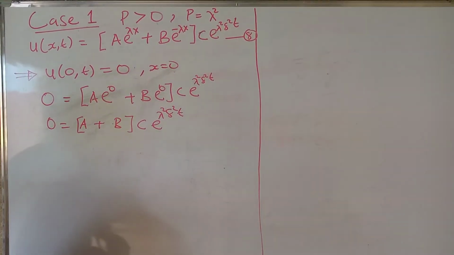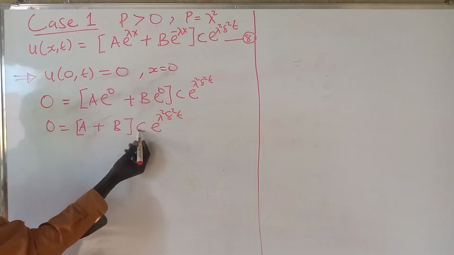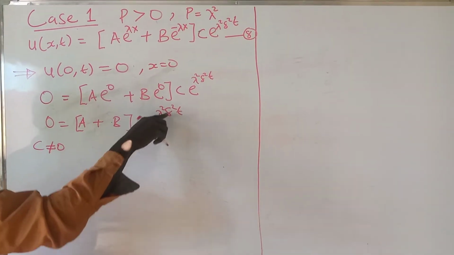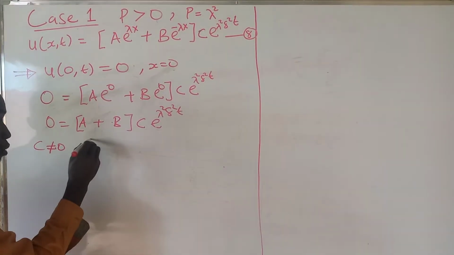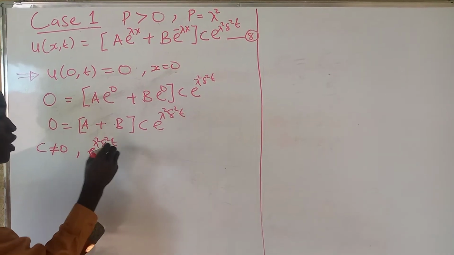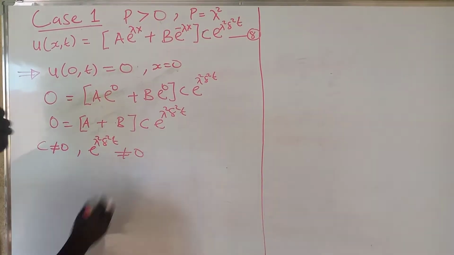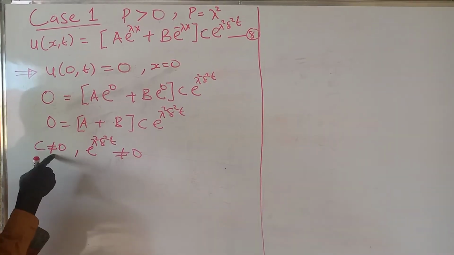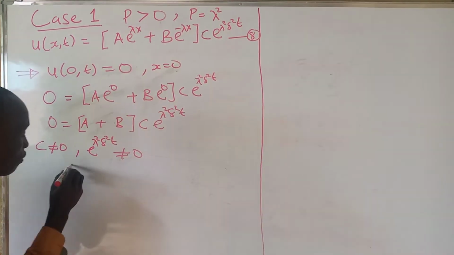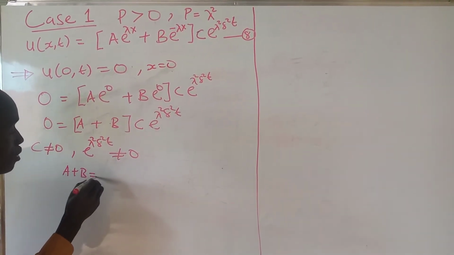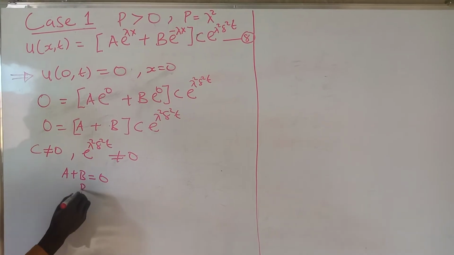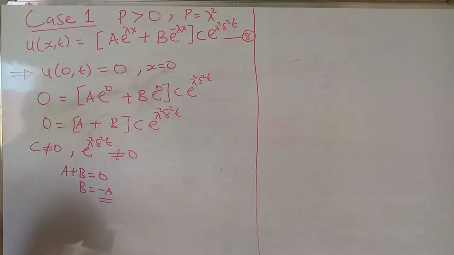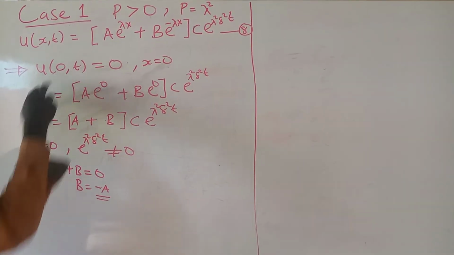But in our solution, this c cannot be equal to 0. Why? Because it's a value. Also, this exponential power is not equal to 0 because it's a value of its own. So it can't be 0. But now the only thing that can be 0 is this bracket here. Why? Because these are values of their own. So that means we have a plus b the same as 0. So what is b? Our b is the same as negative a. Very important. Now this is the first boundary condition when x is equal to 0.